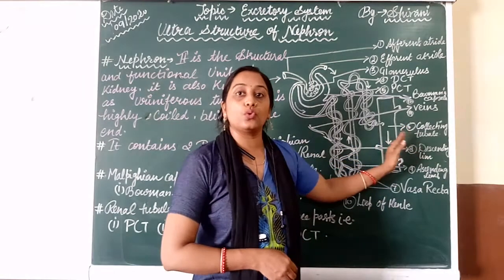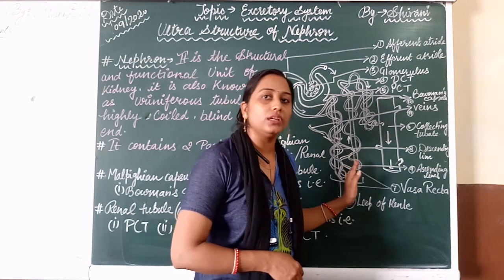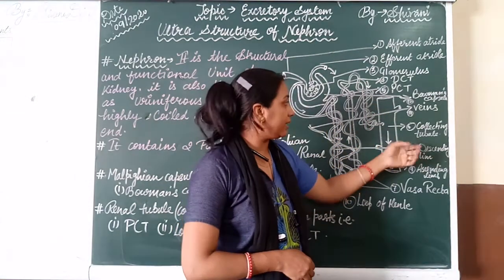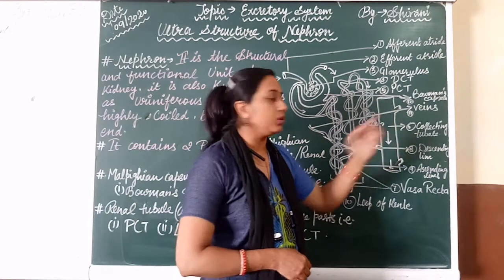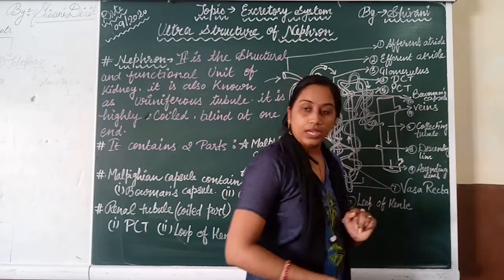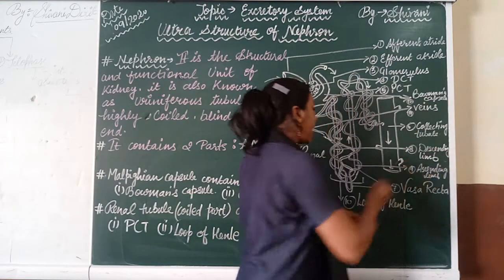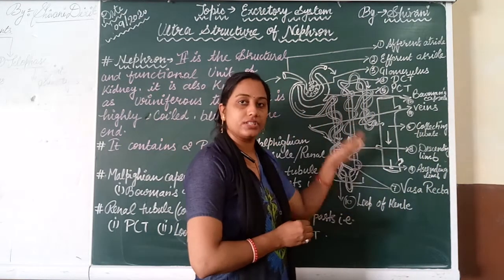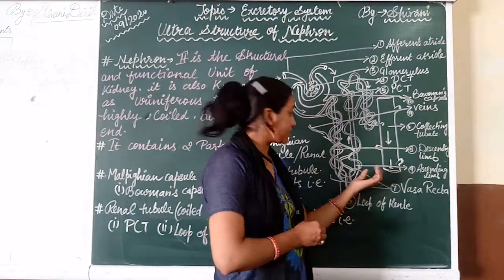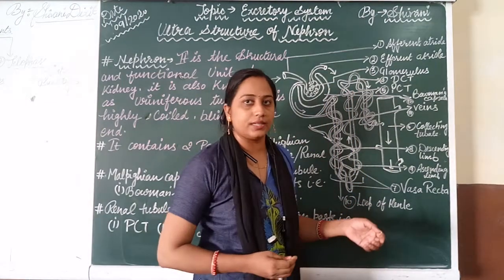Next part, point number 6, is known as collecting tubule. Its function is to collect the waste material, that is urine, which will be filtered by all these parts, and that will be collected in the collecting tubule. The another part is the descending limb. This descending limb is actually the part of this loop of Henle which is coming down, as I have already told you, and this ninth part, the ascending limb, is moving ahead towards the DCT.